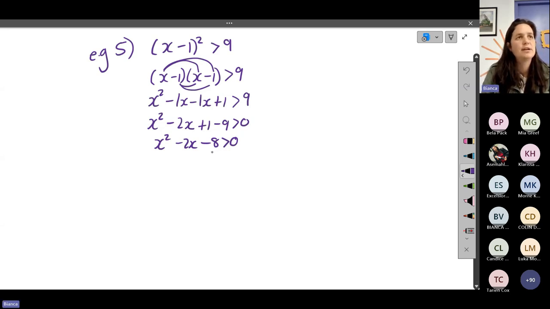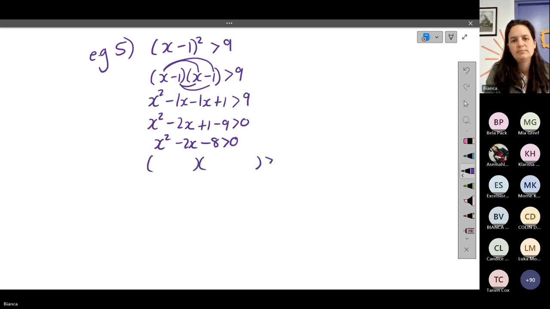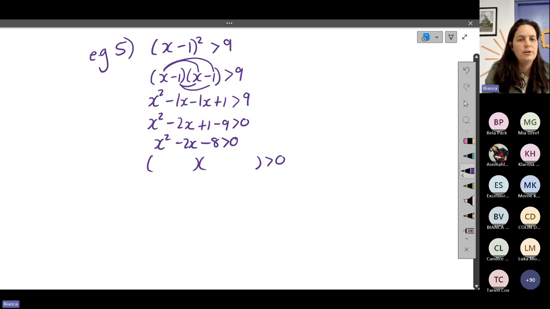Factorize. If you're not great at factorizing, quadratic formula, we are going to factorize here. So if you don't know how to factorize a trinomial, like I said, use your quadratic formula. I'm not going to teach you how to factorize a trinomial. Enough time. Okay, the factors of 8 to give me that are 4 and 2. That's minus 4 and 2.